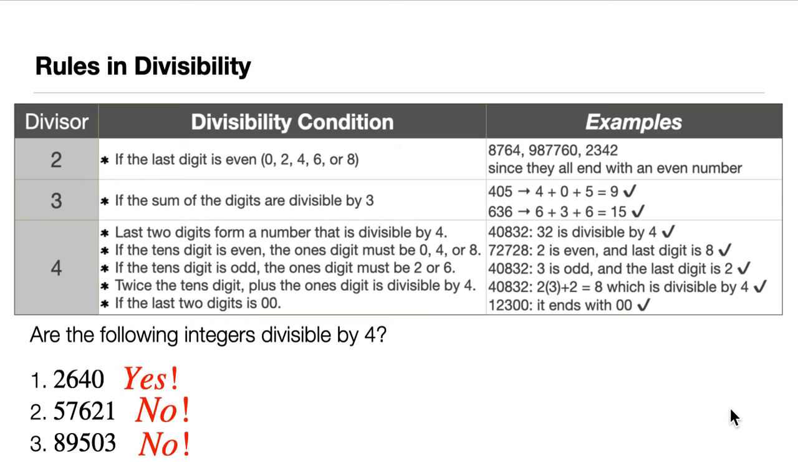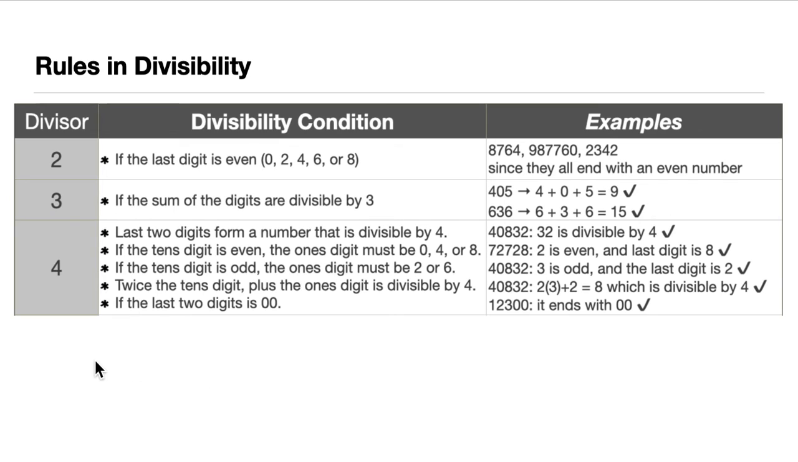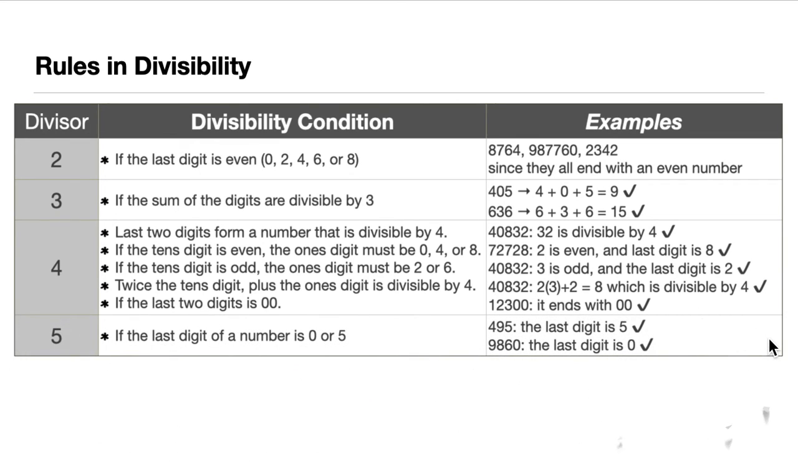Okay, and lastly in this video, we're going to tackle the last rule in this first set. So what we have here is the number 5. Number 5 is the easiest so far, alongside 10. If the last digit, only the last digit, that is the ones digit or the units digit, is 0 or 5, it is no question about it, it will be divisible by 5. For example, 495 ends with 5, so therefore it is divisible by 5. 9860 ends with 0, so therefore it is divisible by 5.